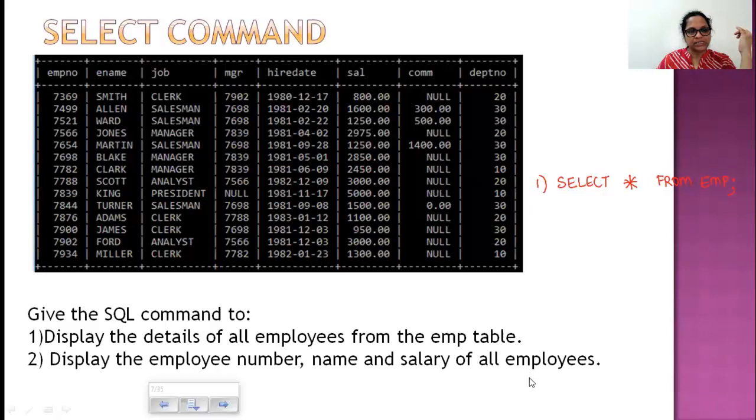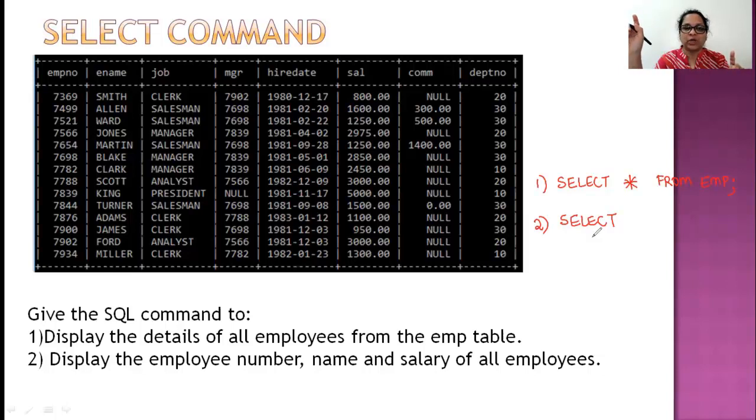The next question says, display the employee number, name, and salary of all employees. So it doesn't want to display all the details. It wants to display only specific details. Because it says display, obviously my command is going to be select. But now not the asterisk sign, because they don't want to see all the details of a particular employee. They only want to see the employee number. Employee number is under which heading in this table? EMPNO. So I write EMPNO.